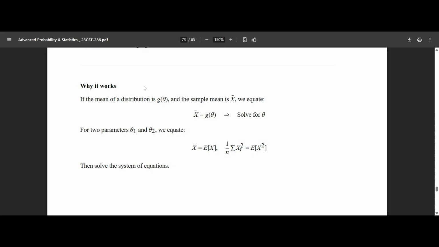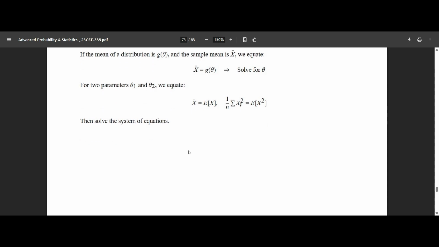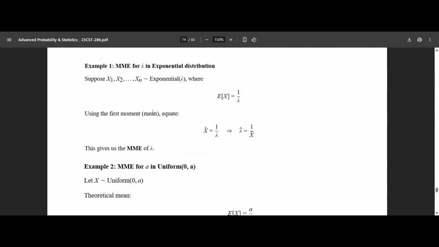Why it works: if the mean of the distribution is g(theta) and the sample mean is x bar, we equate g(theta) to x bar, then we solve for theta. Example, if this is theta plus 1, then theta equals x bar minus 1. For two parameters theta 1 and theta 2, we have to equate the first two moments, then solve the system of equations. Okay.